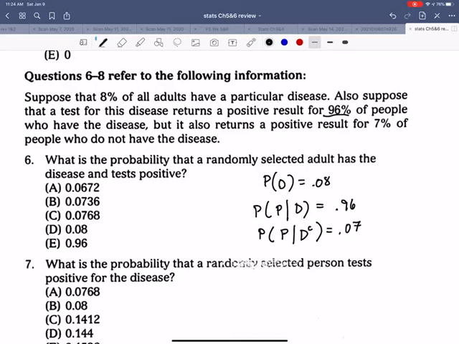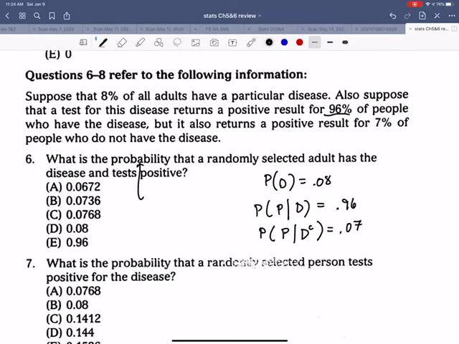What is the probability that a randomly selected adult has the disease and tests positive? So what is this asking for? It's asking for the probability that a randomly selected adult has the disease and. So it's looking for a disease and positive. Okay.